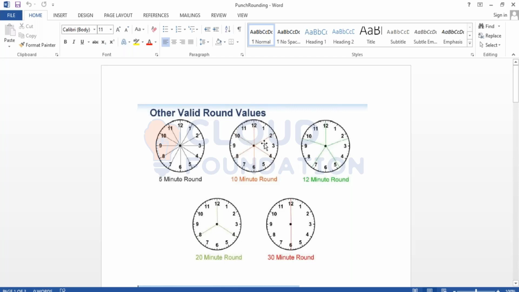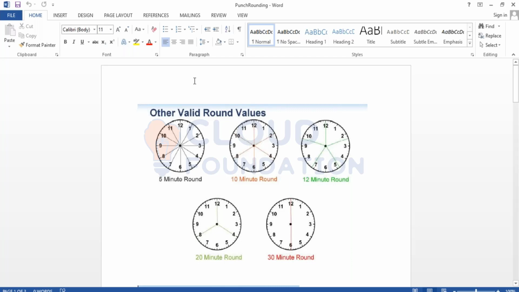Rounding the punches also allows payroll to be processed more easily, and this rounding is a part of the work rule building block. It influences the amount of time the employee works, and it eventually affects the pay. What basically happens is the round value divides 1 hour into equal increments of time, and the punch is then rounded to one of these increments. So in rounding we have two terms. One is called the round, and the next one is called the grace.